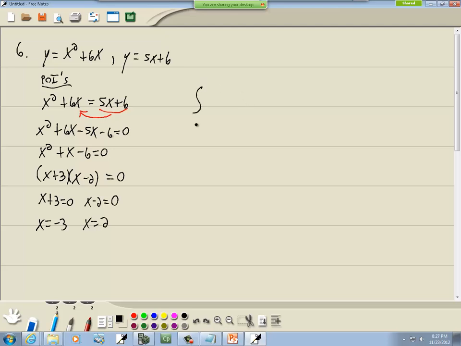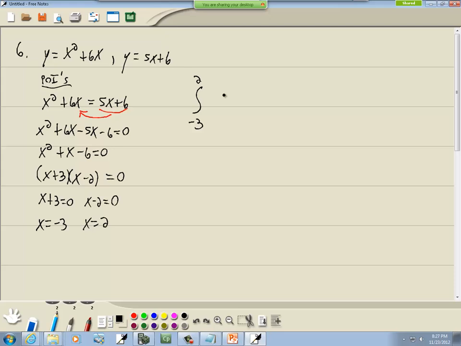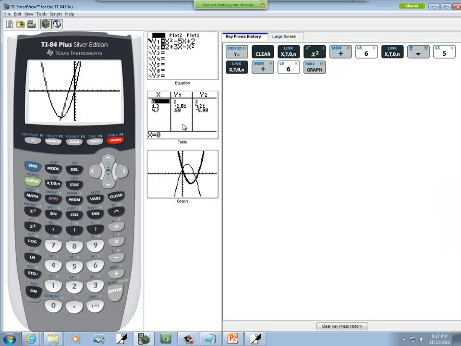So I'll go from negative 3 to 2. It looks like from negative 3 to 2, this line is up above. That line is the 5x plus 6. So this is above, minus the one that's below, which is the x squared plus 6x, dx. Yeah, looks good.